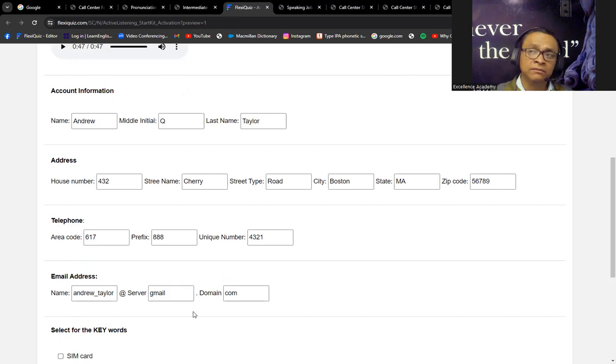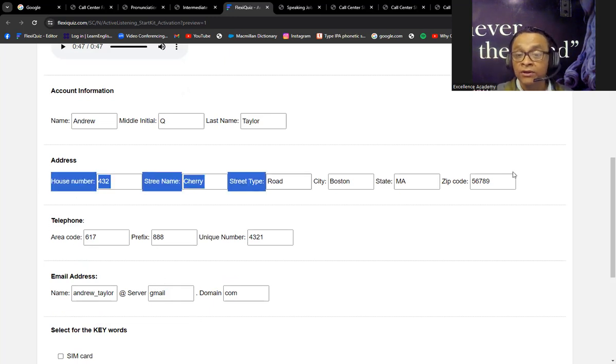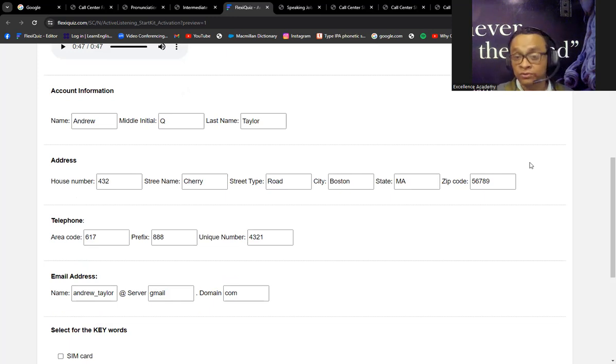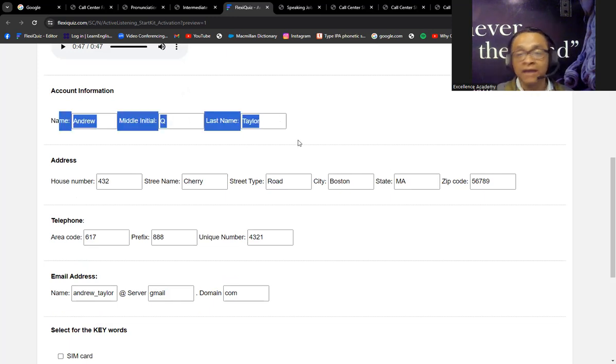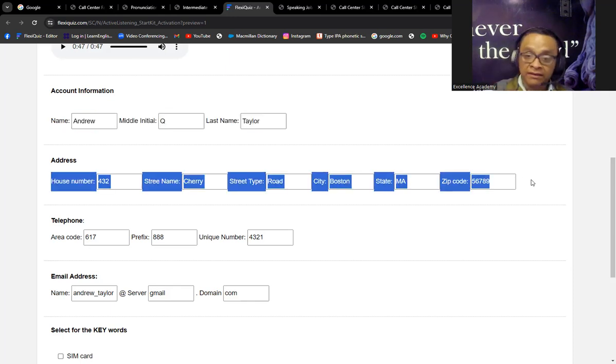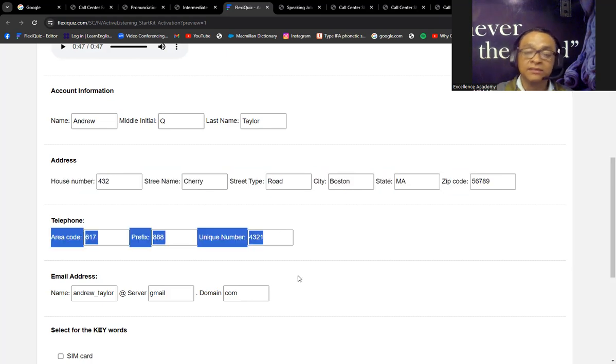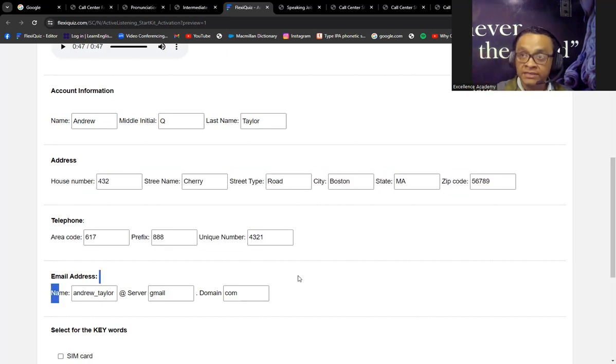This is only improved through listening. You need to listen. That's one thing. The second thing is you need to become familiar with the type of information you're going to receive. So by understanding that American names have a format, that addresses in the United States have a format, and telephone numbers in the States, as well as email addresses, they have a specific format. If you understand that, that's significantly going to help you.